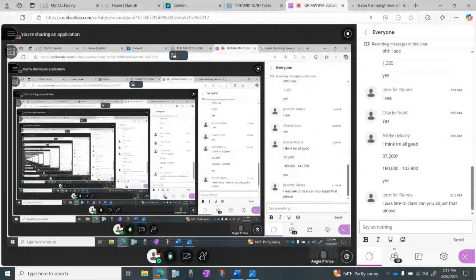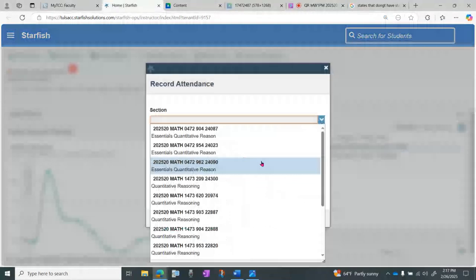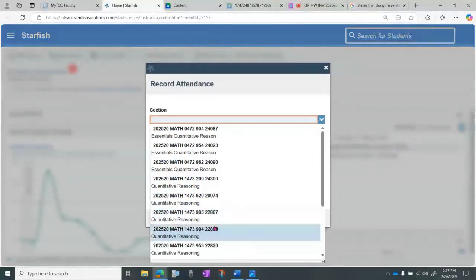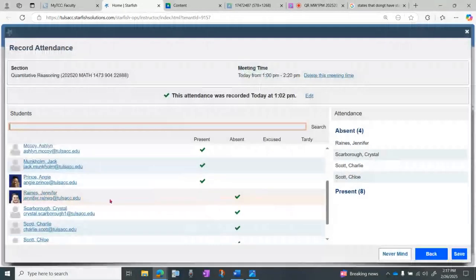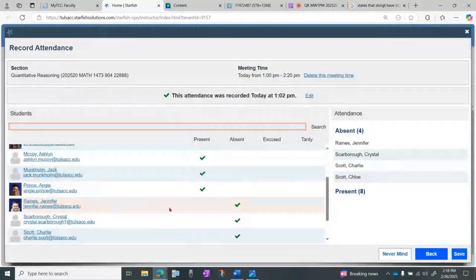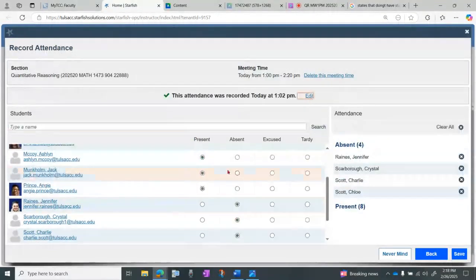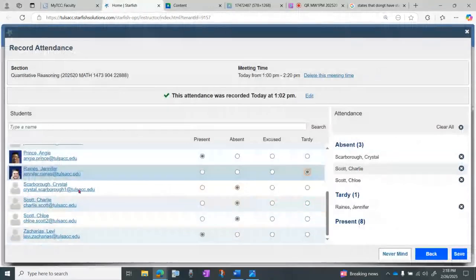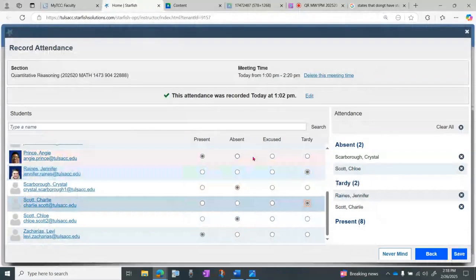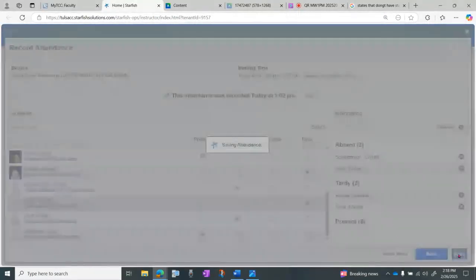I was late to class. Can you adjust that? Okay. Which section number though? Do you remember which section? Are you 903 or 904? Let's try 904. Jennifer. Yeah, anybody else? Please let me know. Anybody else missed the roll call? Charlie? Okay. All right. Just know being late does compromise your attendance score.